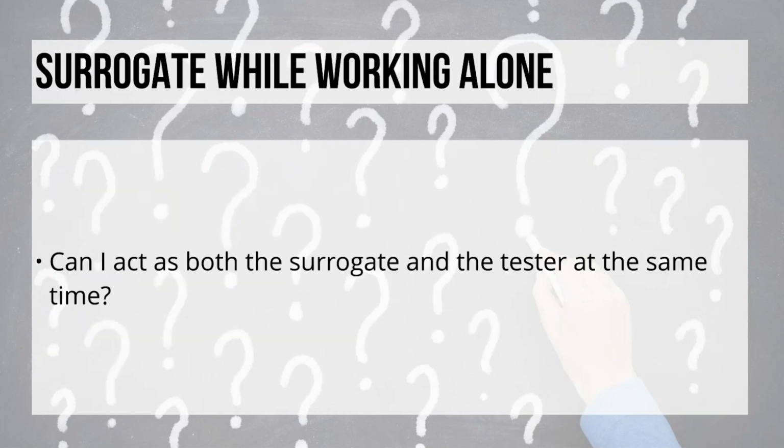Here we go. Surrogate while working alone. Can I act as both the surrogate and the tester at the same time? Yes, absolutely. And I think I've already explained that. Again, in the animal example, if I'm within 6 feet of the animal or the person, I can just ask questions, direct those questions to the subconscious mind of the animal, and just talk to the animal. I'll either get a yes or a no. So yes, you definitely can act as both surrogate and tester at the same time.